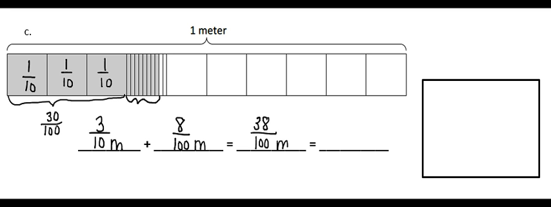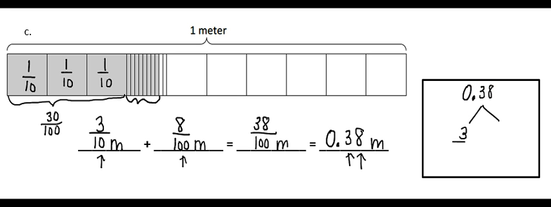To write that in decimal form, I would write 0.38, 38 hundredths, the 8 is in the hundredths spot, of a meter. I could also look at this as the 3 shows my 3/10 and the 8 shows my 8 hundredths. As a number bond, we would write 0.38, 38 hundredths. The 3 means 3/10, and the 8 means 8 hundredths.